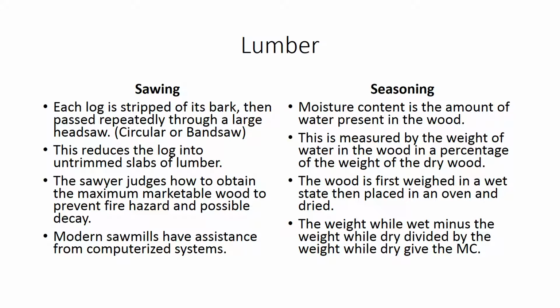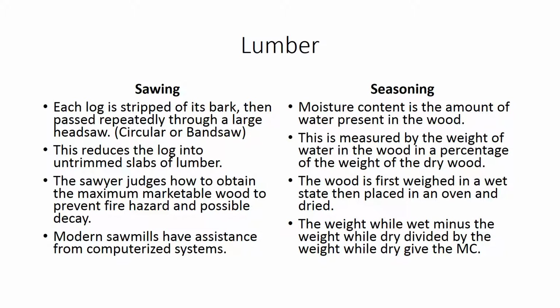Each log is stripped of its bark, then passed repeatedly through a large head saw. This is either a circular or band saw. This reduces the log into untrimmed slabs of lumber. The sawyer judges how to obtain the maximum marketable wood to prevent fire hazard and possible decay. Modern sawmills have assistance from computerized systems.